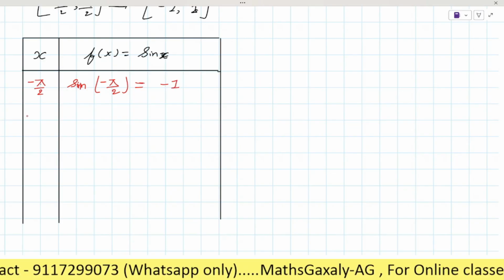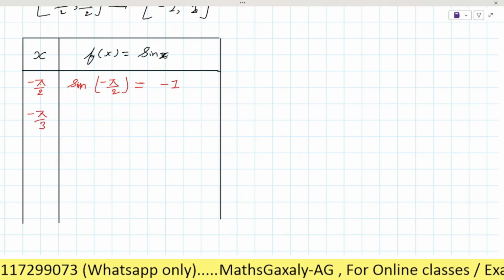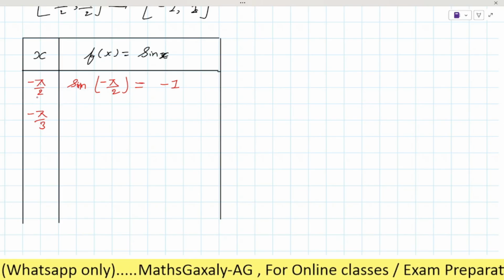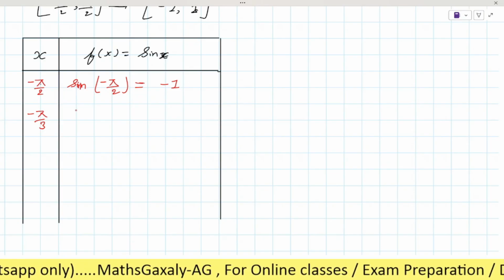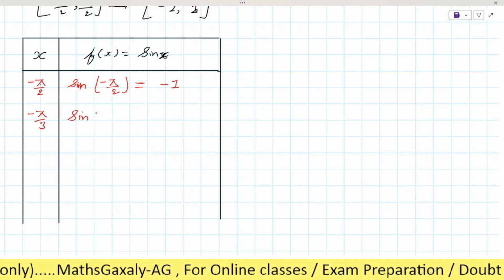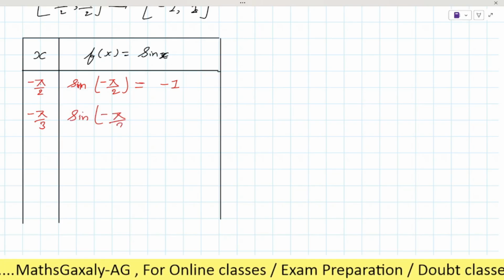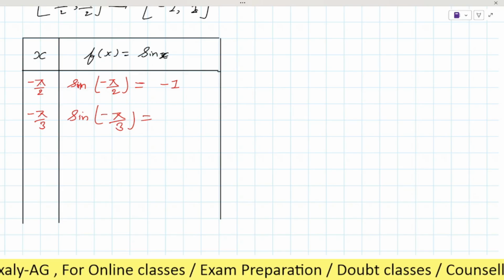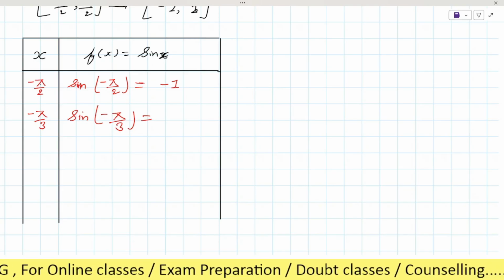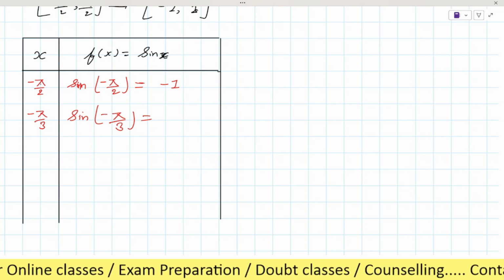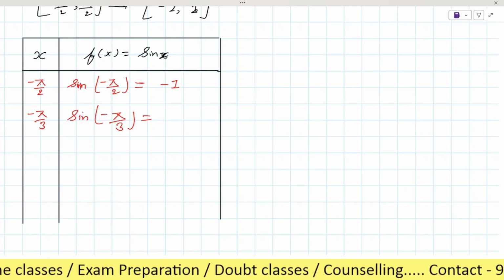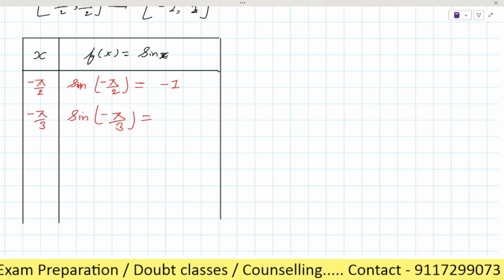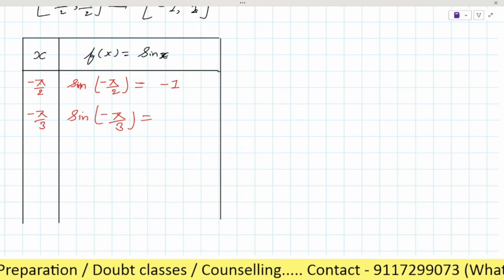When we put minus pi by 3, pi by 3 means 60 degree. Here I am putting sin of minus pi by 3. So its value will be, what is the value of sin 60 degree? Root 3 by 2 or root 2 by 3? Root 3 by 2.